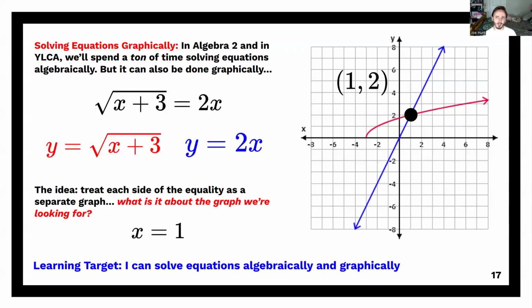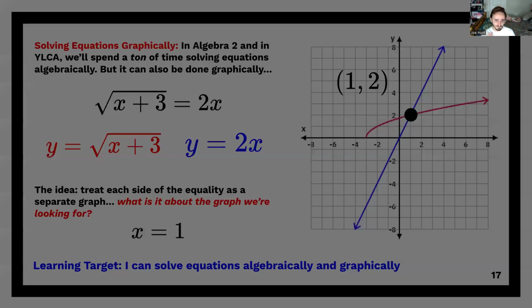So anytime you're solving an equation, anywhere in algebra, no matter how simple or how complicated it is, you can use this sort of process to think about getting your solution. It's a really powerful way of checking your work and making sure that your algebra is on the right track.